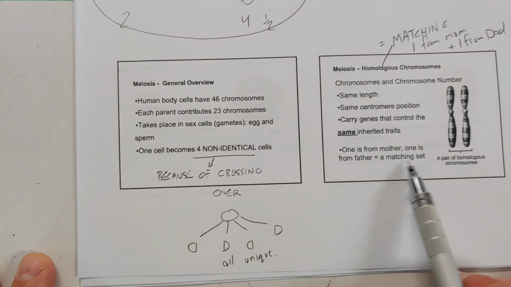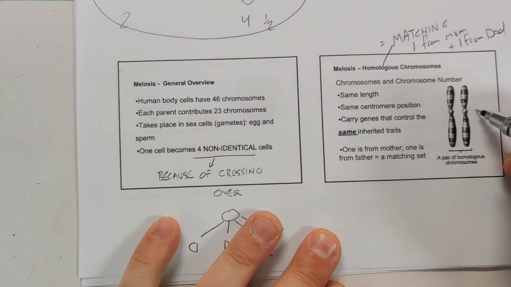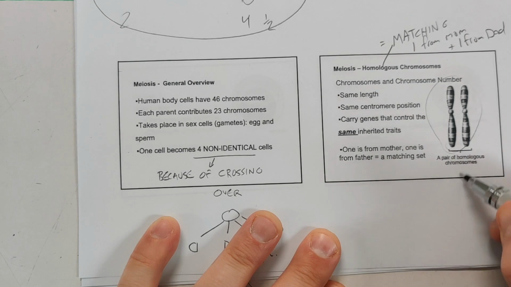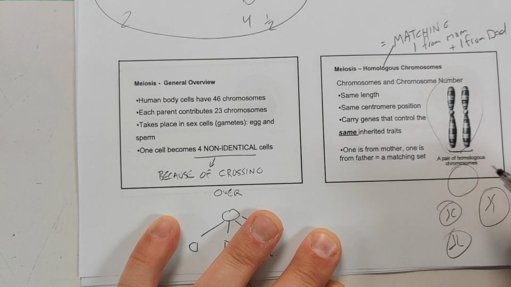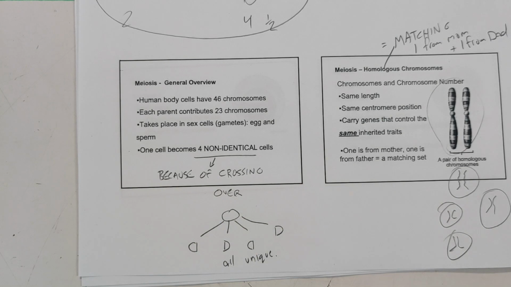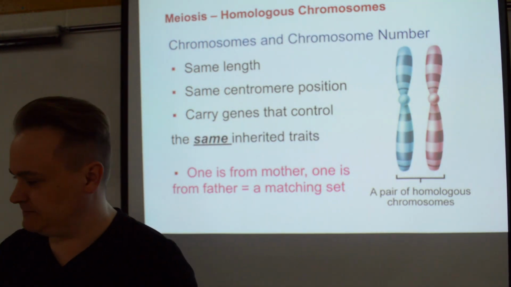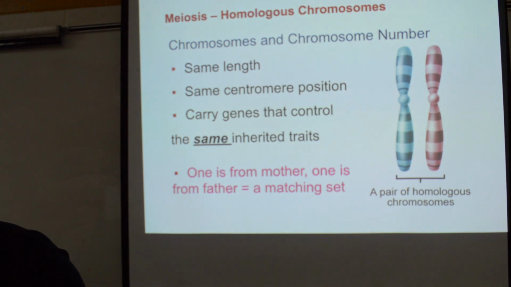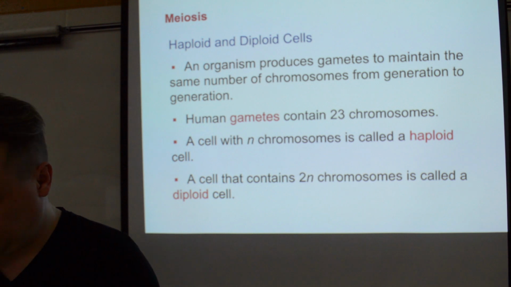One is from the mother, one is from the father. They're a matching set. Now in humans, that would be one matching set. We'd have 23 other matching sets, right? And they'd all look the same, right? And they'd be doing the same kinds of jobs. So you're going to have 23 matching pairs in humans. Let's move on. All right.